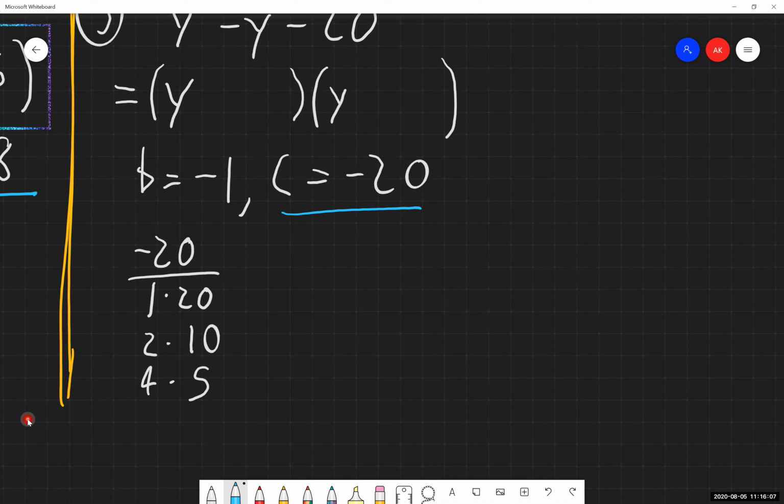When we think back to our generalities of working with signs, when I have a positive times a negative, I get a negative answer. If I have a negative times a positive, I will get a negative answer. So the C value tells us that one column is going to be positive and one value is going to be negative. Again, I don't know which one yet, but that's all the C value tells us with the sign analysis.